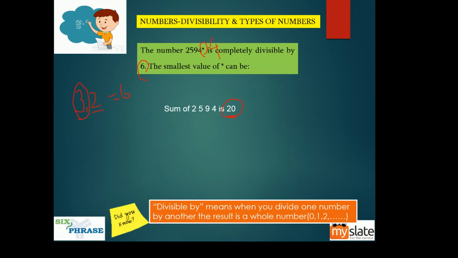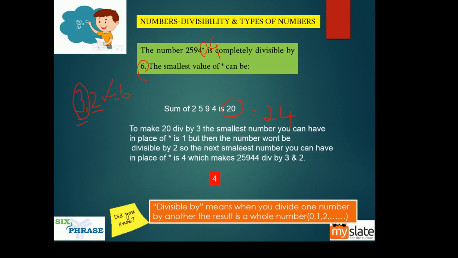Now see, the sum will become 24, so it is divisible by 3, and because there is a 4 here, it is also divisible by 2. So the answer is 4. I have an explanation here for you. Maybe you can pause the video and go through it.